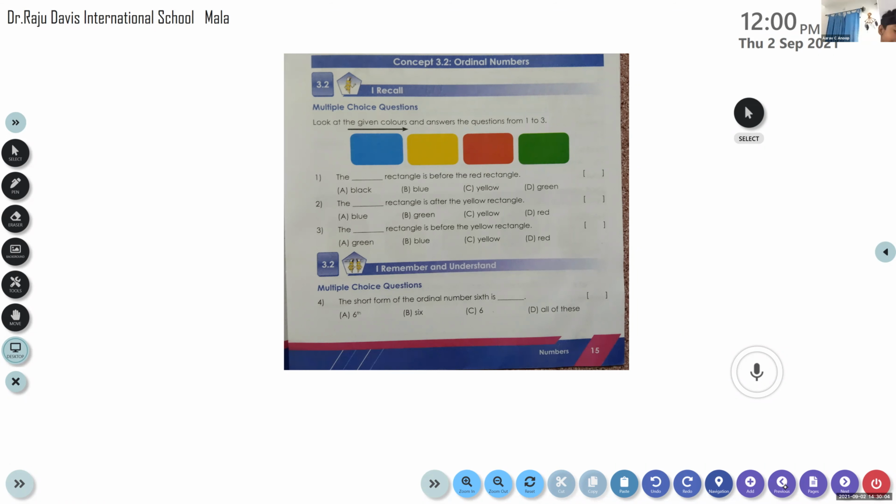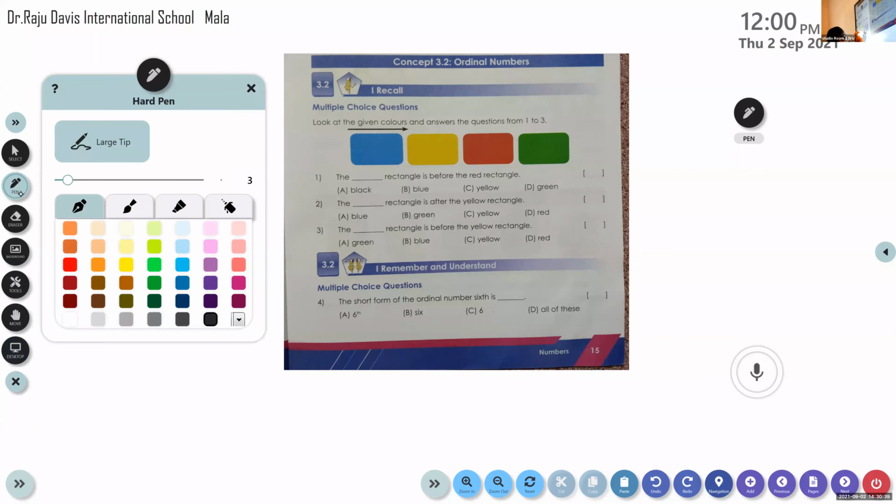Now read the first question. The dash rectangle is before the red rectangle. Which is before the red? It's given A, black. B, blue. C, yellow. D, green. So, which is the correct answer? Option C, yellow. Very good. So, please put tick mark for option C, yellow, and write capital letter C inside the bracket.